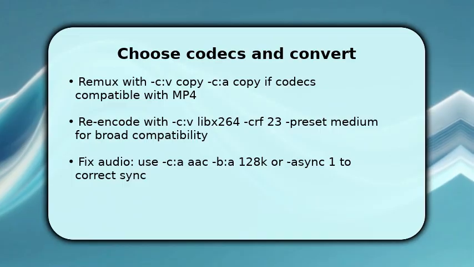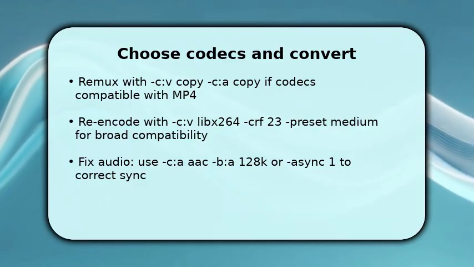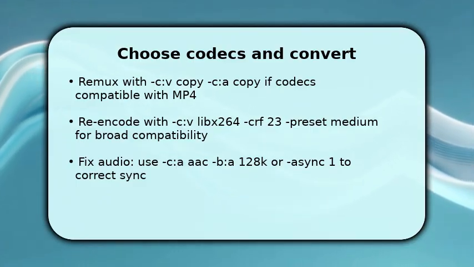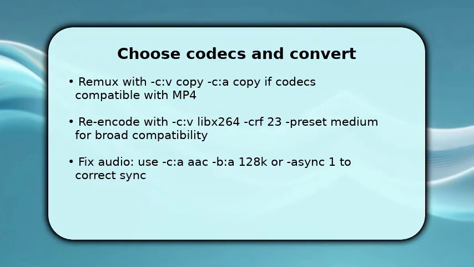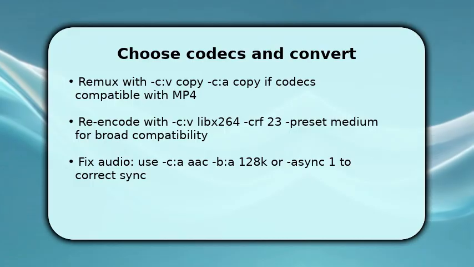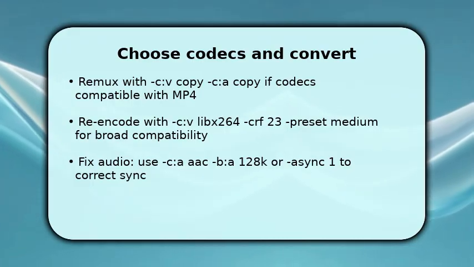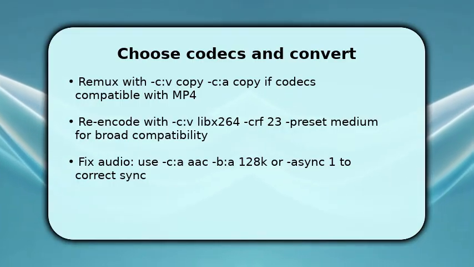If remuxing fails, re-encode video with libx264 and control quality using CRF. Lower equals better quality. For audio, convert to AAC and set bitrate to 128K for consistent results, and add -async 1 if you see sync drift. Make sure to specify a pixel format like -pix_fmt yuv420p for playback compatibility.